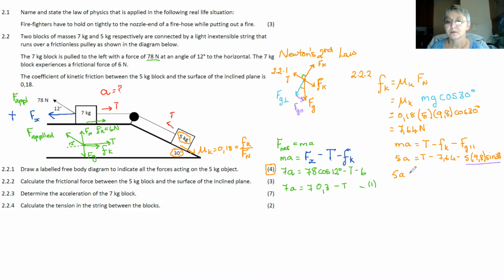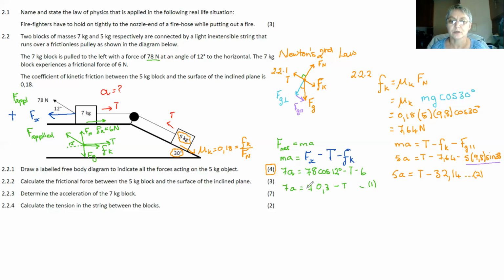Right. So to simplify the numbers there, 5a equals T, and we've got 7.64 and 5 times 9.8 sine 30. That gives us 32.14. And this is the second equation in our problem solving here.